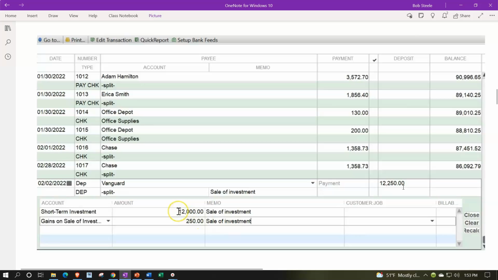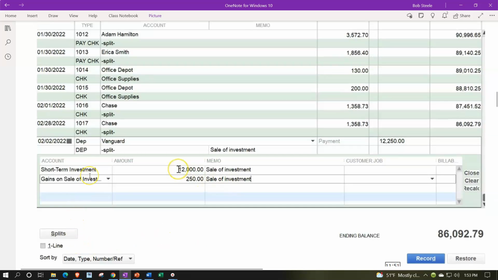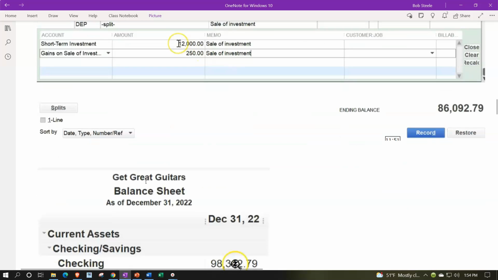Notice I'm not using a deposit form, because I would typically use a deposit form when there's a connection to the undeposited funds from a sales receipt form or a receipt payment form. If not, I'll typically use the register personally because I think it's a little bit faster. Then I'm splitting down here so I can have two accounts down below. We're going to have the short-term investment, which is going to go off the books at the $12,000, bringing it to zero. And then the gain on the sale, I'm putting into the income account, but I'm setting it up as other income because it's not part of our normal operations.